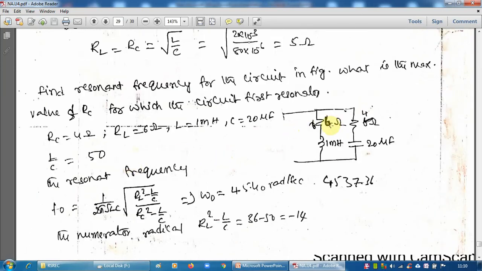This is the problem on the practical circuit. We have seen the practical circuit. For that, the resonant frequency is given like this. It is already derived there: 1 by 2 pi root c into a factor.